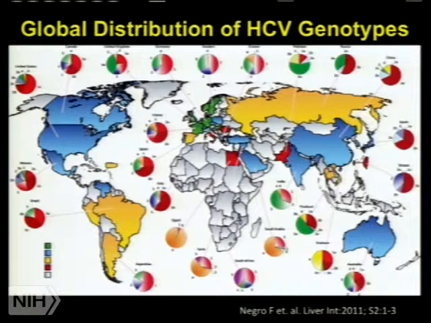Genotype 2 is most common in Japan and Taiwan. Genotype 3 in the Indian subcontinent and Pakistan and Bangladesh. Genotype 4 is predominantly found in Egypt and the Middle East. Genotype 5 in South Africa, and then genotype 6 in Thailand and Vietnam. So the clinical importance of genotype relates to its response to therapy. And now with the new direct-acting antiviral agents, we're also finding out that there are differences in subtype. And I'll get back to this later in the talk.